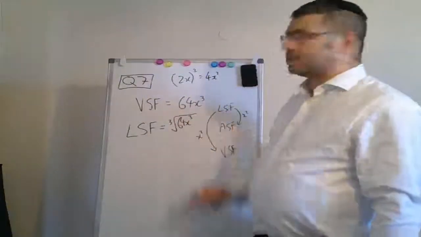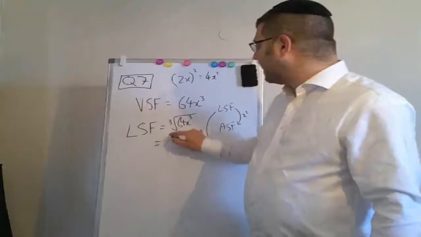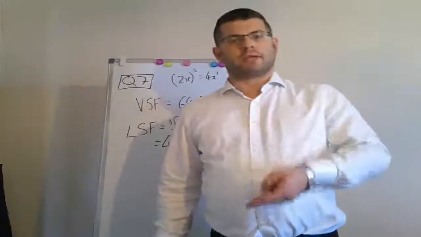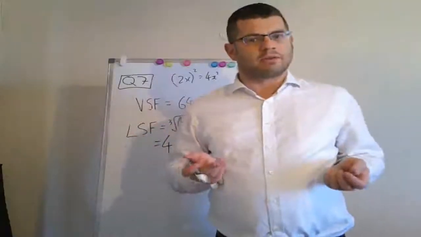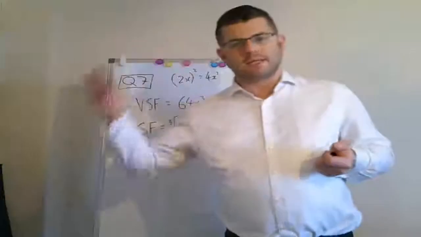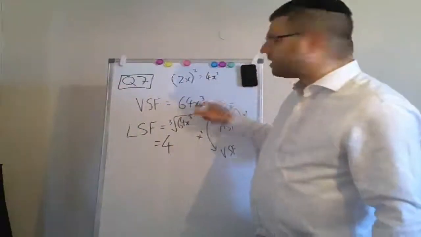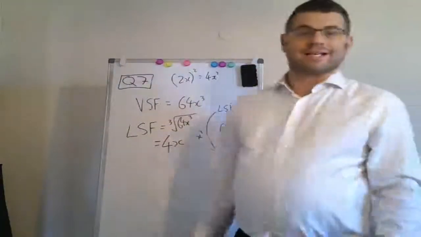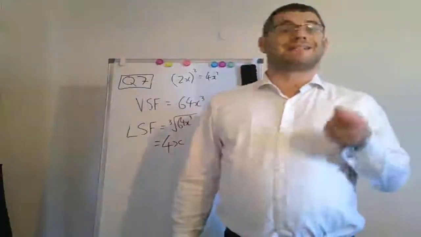If you want to cube root 64x cubed, you have to cube root the bits separately. The cube root of 64 is 4, and the cube root of x cubed, well, if you cube something and then cube root it, or cube root something and then cube it, they just cancel each other out. If you try it with a number, 2 cubed is 8, and then you cube root it, you go back to 2. So basically, the cube root of x cubed is just x, which means that the length scale factor is 4x. However, they're asking for the scale factor for area.